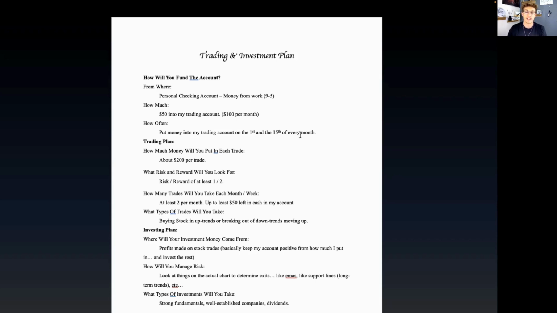So moving on to the next section, my trading plan. And this I don't want to change a whole lot either, but I want to clarify a couple of things. The first section is how much money am I going to put in each trade? About $200 per trade, I think, is fair. It's reasonable. We're putting in $100 a month, so $200 a trade.